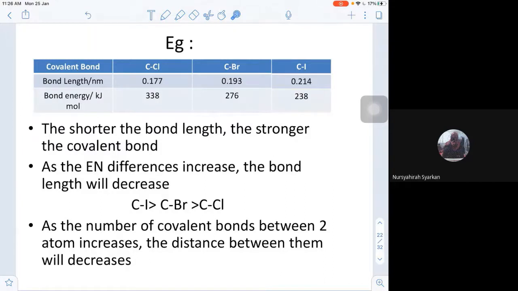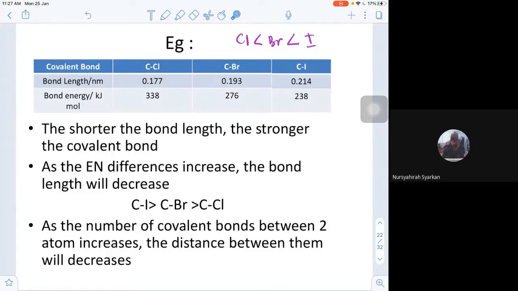From the periodic table, we know that the smallest one is chlorine, because chlorine is in period 3. So chlorine is smaller than bromine, which comes from period 4. Bromine is smaller than iodine. Of course the bond length will be highest at the C-I, because iodine is the biggest, so 0.214. C-Br is shorter, 0.193, and C-Cl is 0.171, the shortest.